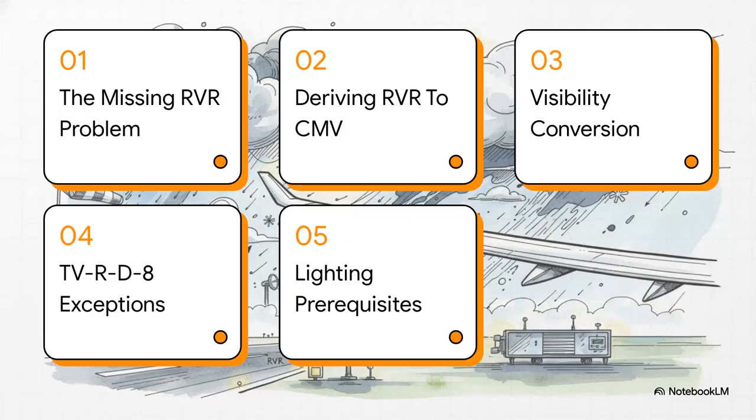Here's our exact flight plan for this explainer. 1. The missing RVR problem. 2. Deriving RVR to CMV. 3. The visibility conversion table. 4. The TVRD8 exceptions. And 5. The required lighting prerequisites. Let's get to it.